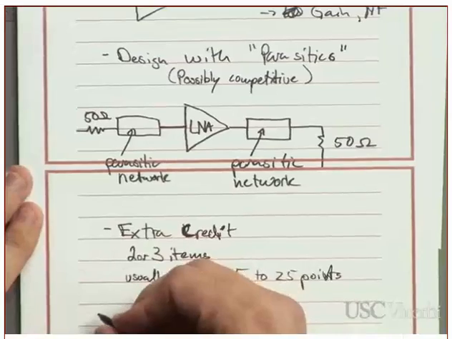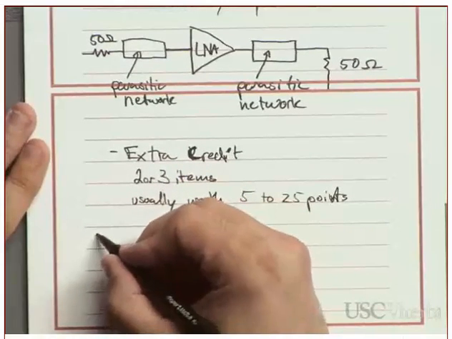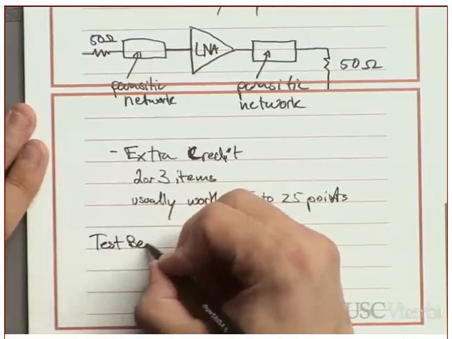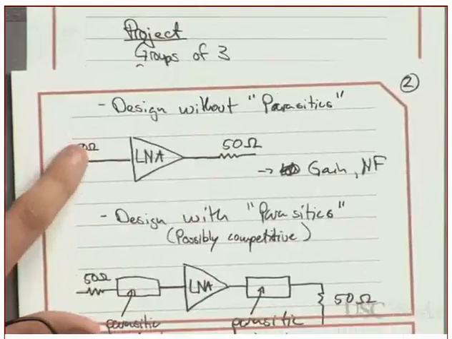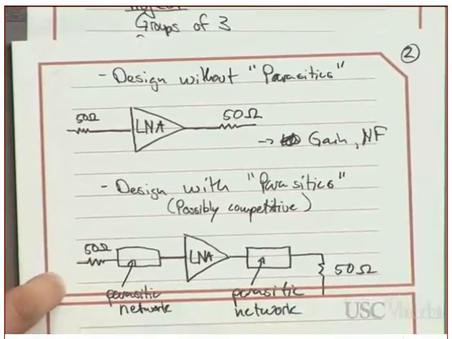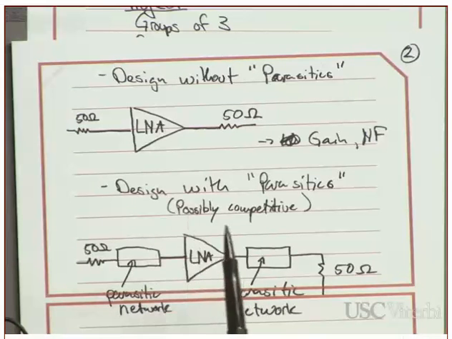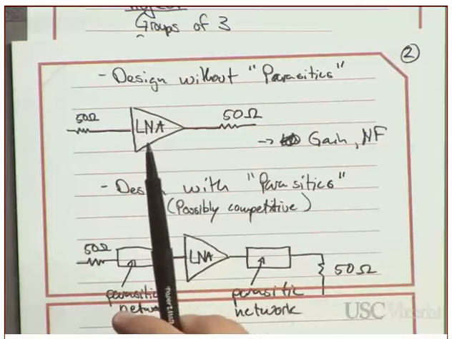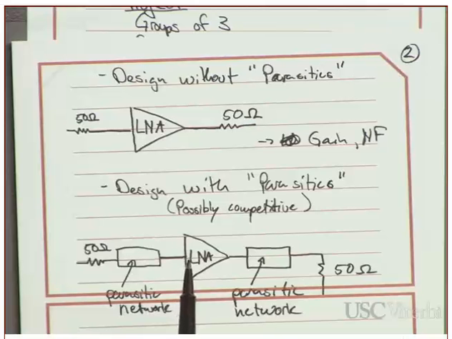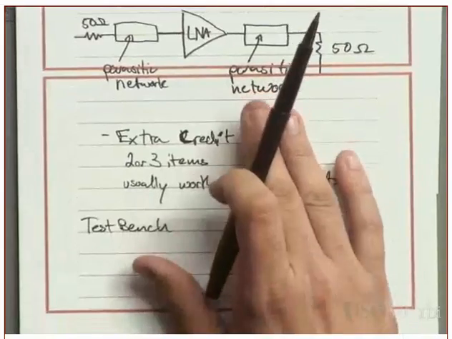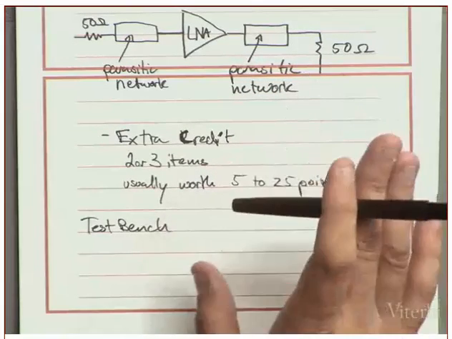Oh yeah, I guess I should mention this. I will provide you a test bench for both these cases, for this one and for this one. Basically what that consists of is everything aside from your LNA. So it'll consist of the parasitic network here, this parasitic network here, power and ground. And by the way, there can be parasitics on power and ground as well. But it's single-ended. So you have a single input and a single output. So my recommendation is to do a single-ended mixer, LNA.